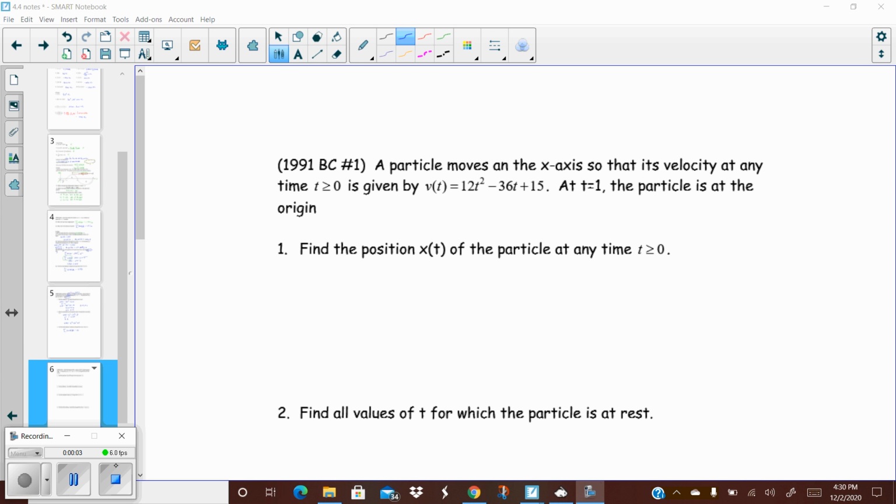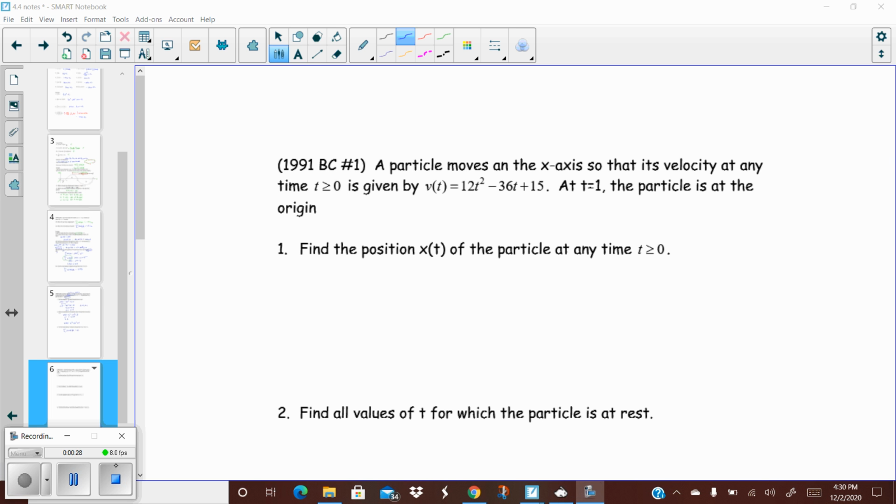All right, so this is video number 4 for section 4.4. This comes from the 1991 BC number 1. Although it says BC, it's really more AB material, but that's what it came from. The particle moves along the x-axis so that its velocity at any time t is greater than or equal to 0 is given by v of t equals 12t squared minus 36t plus 15.